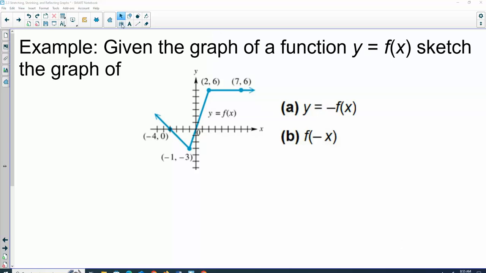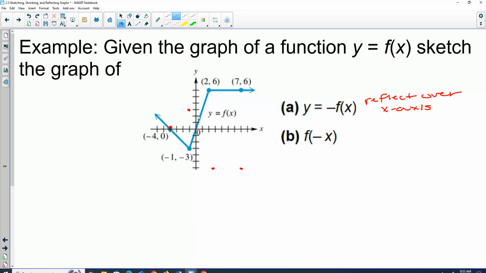Symmetry. But we can also think about it in terms of reflecting. If you put a negative out in front, what does that do to our graph? Because it's like taking your y's and changing their signs. So 0, 0 won't go anywhere. 2, 6 would go to 2, negative 6. 7, 6 would go to 7, negative 6. Negative 1, negative 3 would go to negative 1, positive 3.